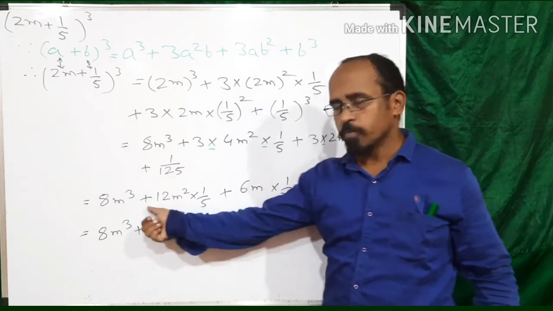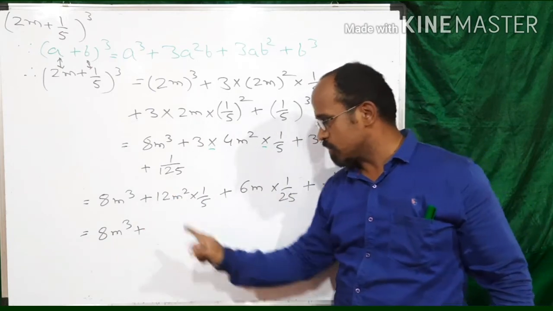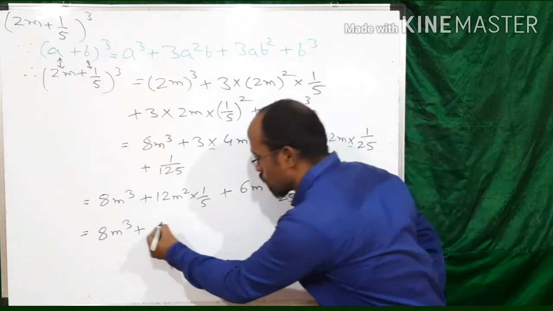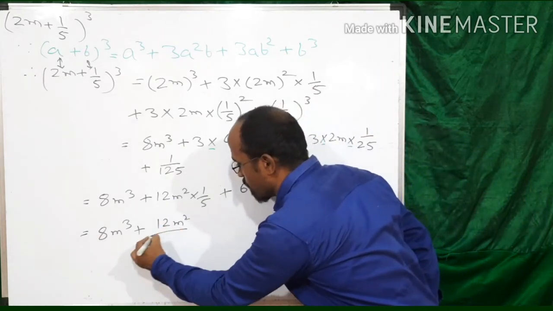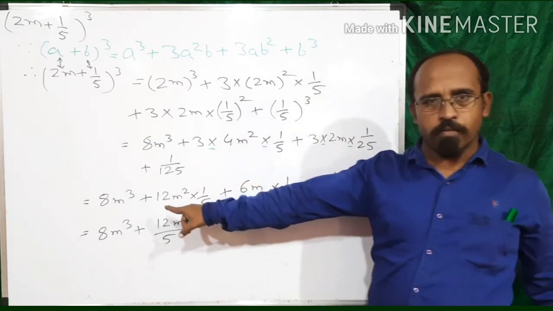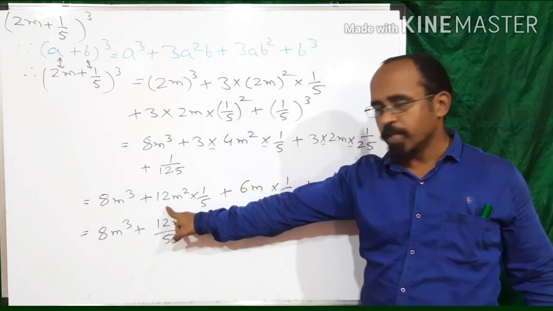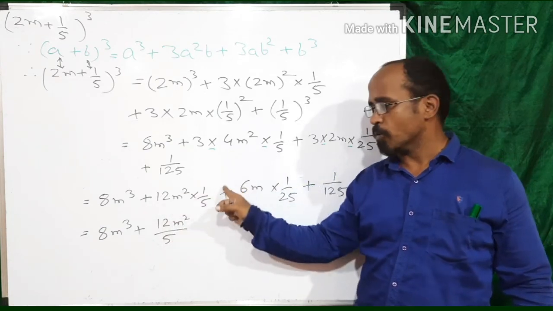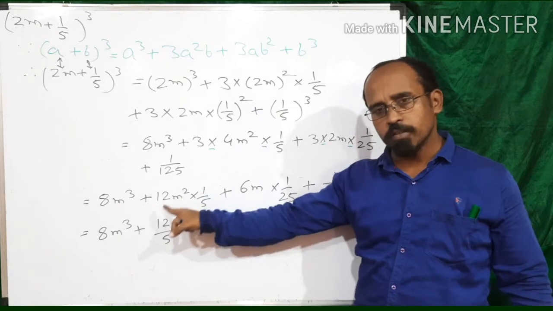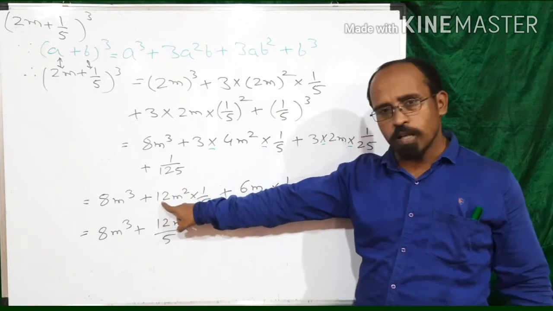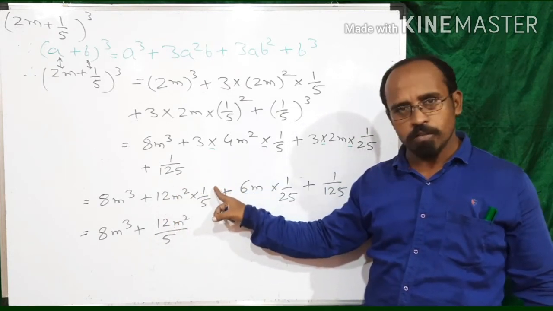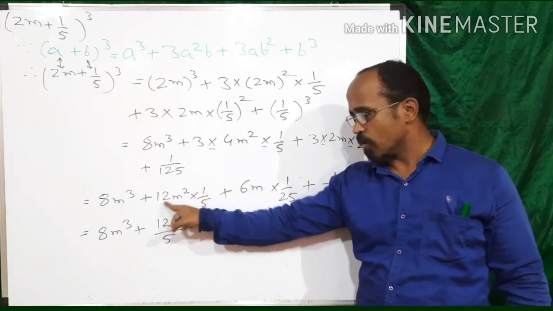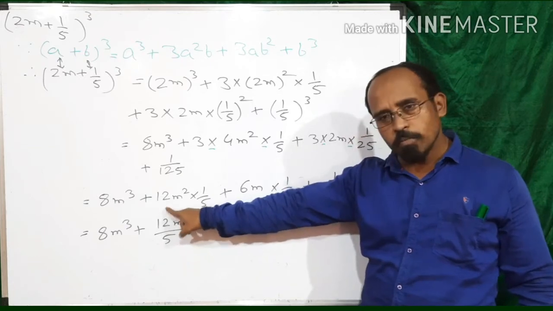plus, both of the symbols are positive, hence plus 12 ones are 12, upon 5 ones are 5. So 12m² upon 5. Whenever a whole number is there, its denominator is equal to 1. Whenever we are multiplying fractions, we multiply numerator with numerator, denominator with denominator. So numerator 12m² multiplied by numerator 1, answer is the same number. Multiplying any number by 1, answer is the same number. So the answer is 12m². Denominator 1 multiplied by 5.